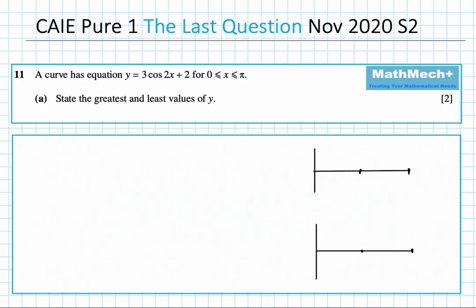Hi, in this last question from November 2020, we are looking at transformations in trigonometry, and we've arranged there from 0 to pi. So now we see our little details. We have an amplitude of 3, we have a periodic pattern of 2x, and a phase shift of +2. So just drawing our normal cosine graph there, our maximum and min goes from 1 to -1.